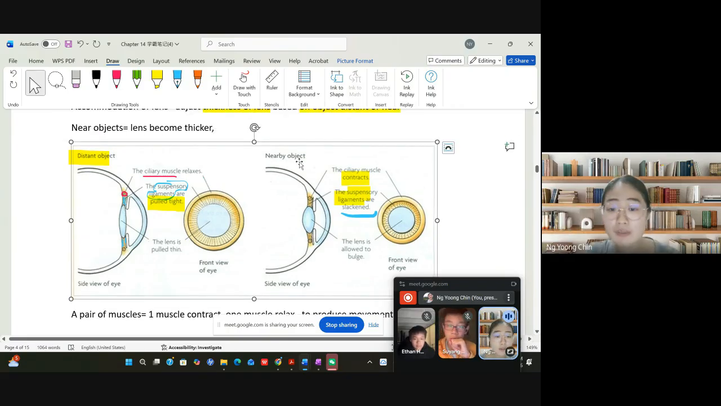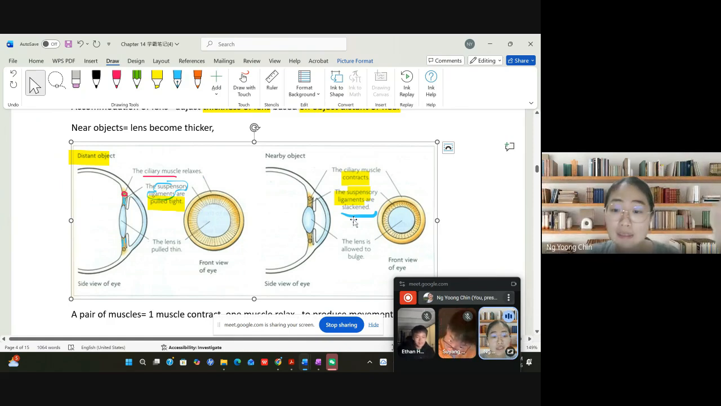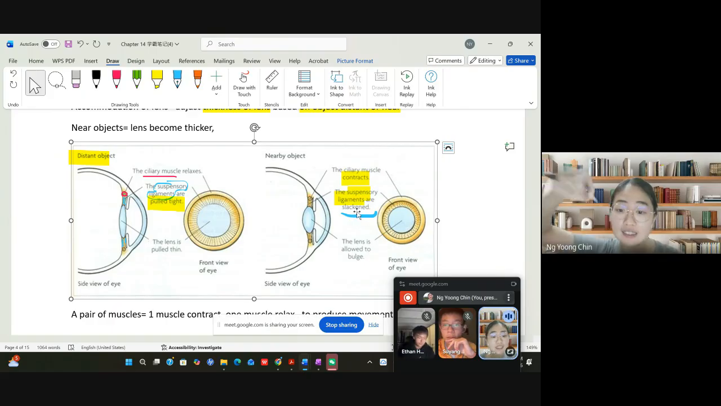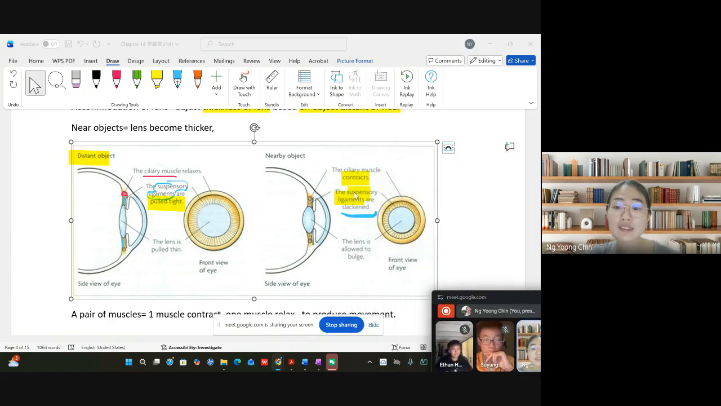So for a near object, your lens will become more convex, or become fatter. When your lens becomes fatter, it's actually due to the suspension ligaments becoming slackened. You know what I mean by slacken? Slacken refers to reduced tension on the lens. The ligament that pulls on the lens becomes loose, so the lens can just bulge, become fatter and thicker. So whenever the suspension ligaments slacken, the ciliary muscle holding the suspension ligament contracts.